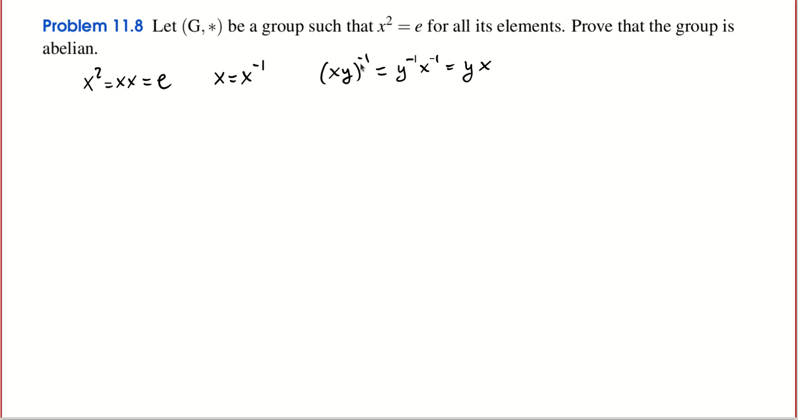But on the other hand, we know that for every element, the inverse of an element is itself. So the inverse of xy has to be xy. So if these two things are equal, then the group has to be commutative, or abelian.